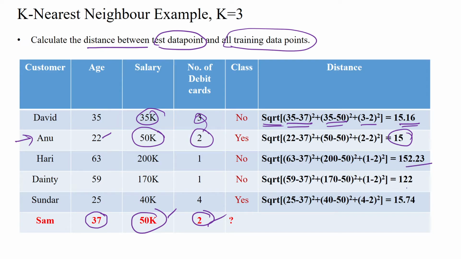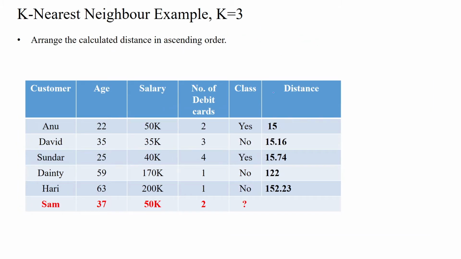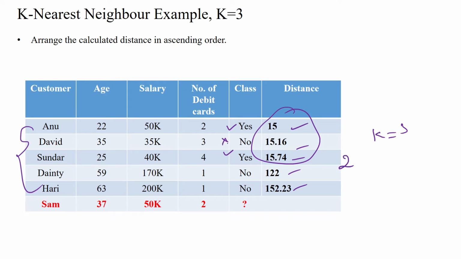You are getting 152.23, 122, 15.74. From this we have to arrange all the values in ascending order. Now all 5 samples are arranged based upon the distance value in ascending order. Here our k value is 3, so we take the top 3 values. In these top 3, you look at what the output labels are. Yes is appearing 2 times and no is appearing 1 time.